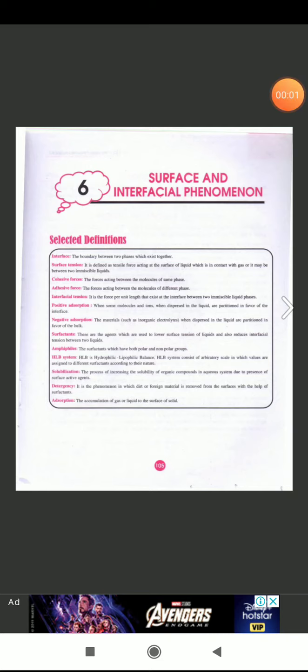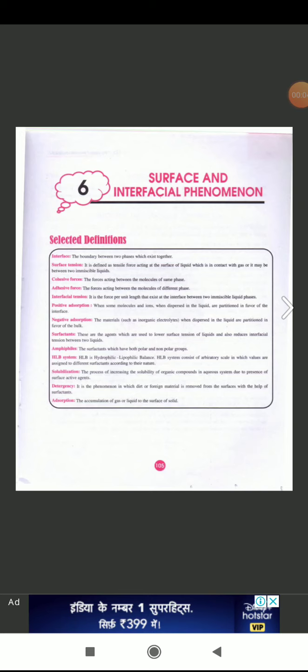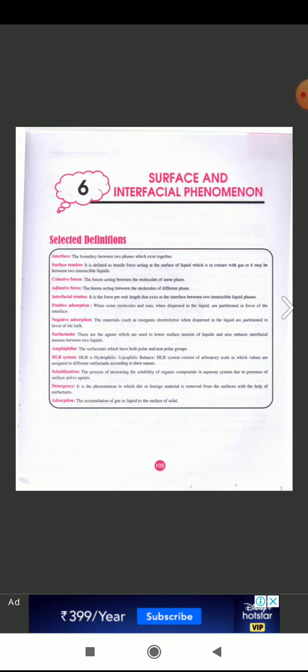Well, good morning. In your second unit, today we are going to discuss surface and interfacial phenomena of PP. First of all, we have to know the basic definitions of what is surface, what is interface, what is surface free energy, and all. I am ready to discuss the surface and interfacial phenomena.